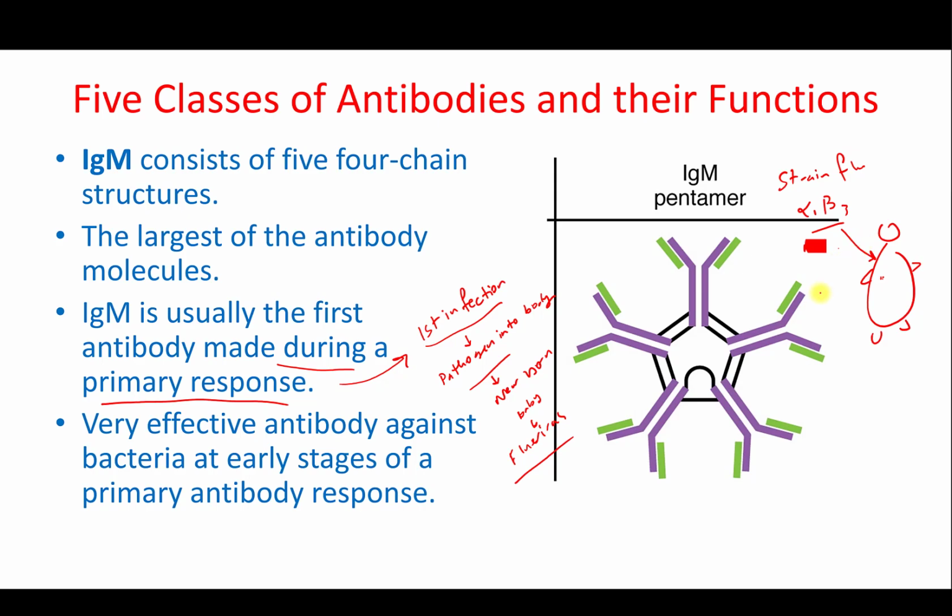So this IgM is the first one that usually gets released in response to a primary infection, and it is very effective against bacteria. The IgM is very effective against bacteria. So this is the first antibody.